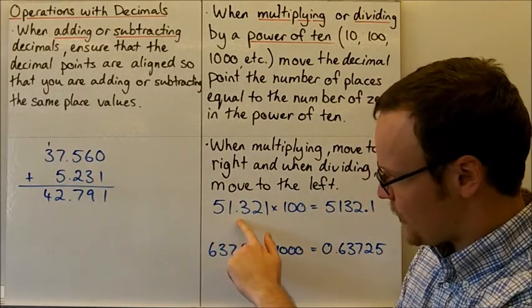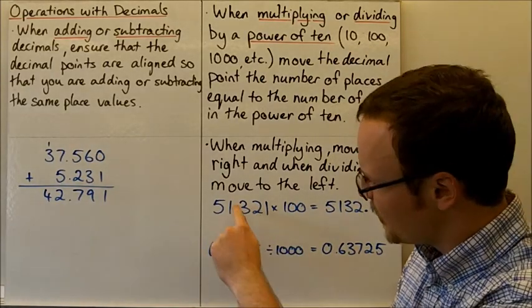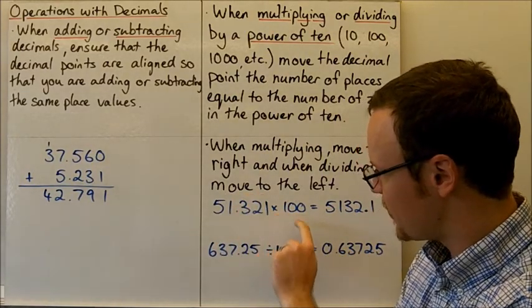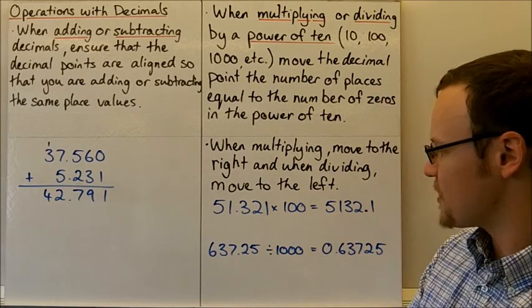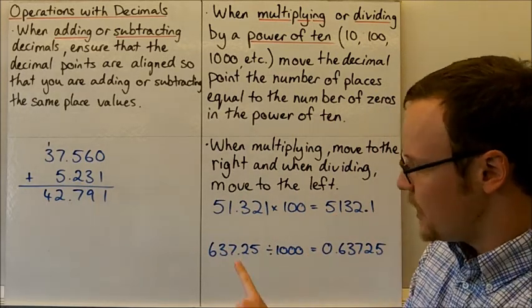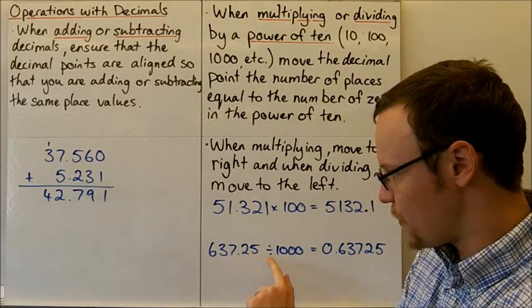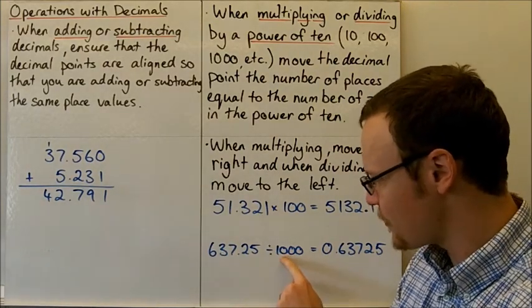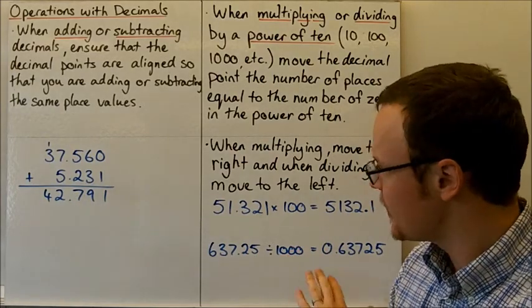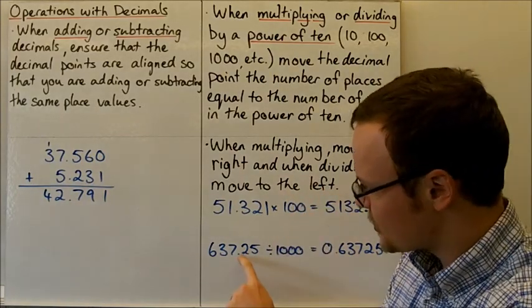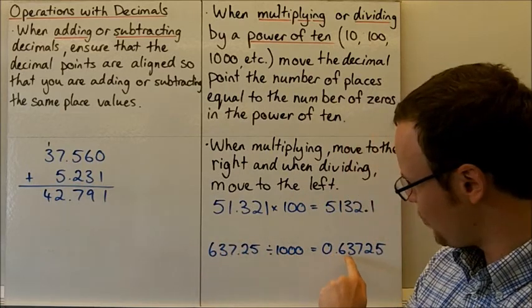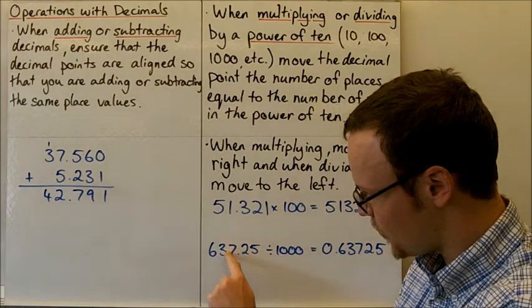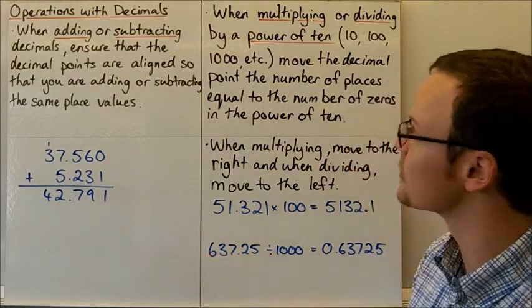So here, if we've got 51.321 multiplied by 100, if we move the decimal place 2 to the right, because we're multiplying by 100, 2 zeros, then we get 5,132.1. Here, if we've got 637.25 and we divide by 1,000, we're going to need to shift the decimal point 3 places to the left. So it'll be 1, 2, 3, 0.63725. So it'll be moving the decimal point 3 places to the left.